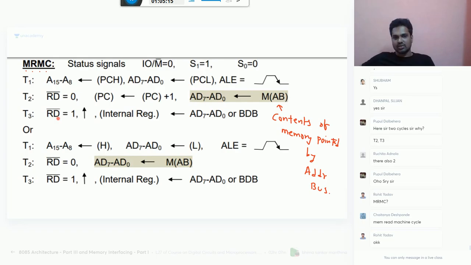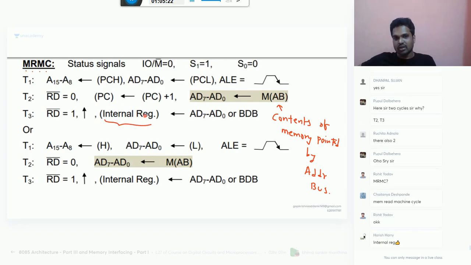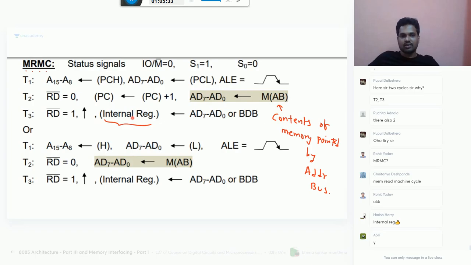Next, read bar signal is 0, it will copy it. Read bar, it is internal register, not instruction register. It can be W, it can be Z, it can be something else. It purely depends on the particular instruction. Okay, is it clear?